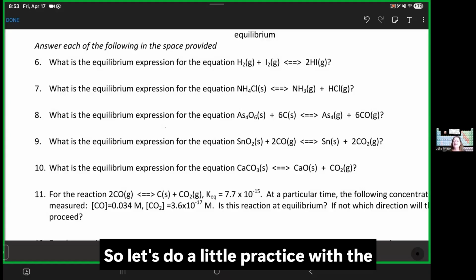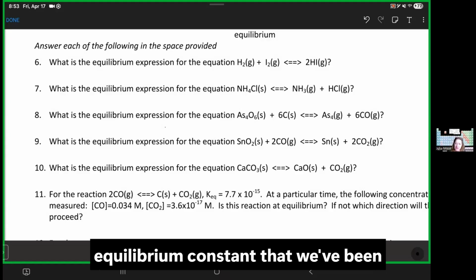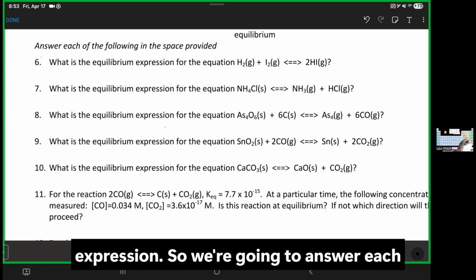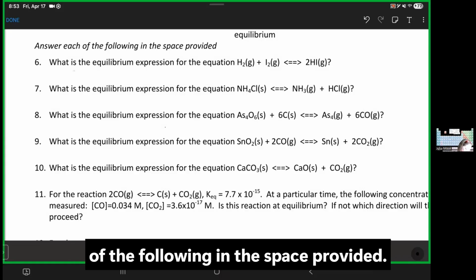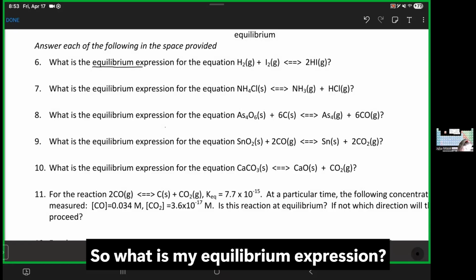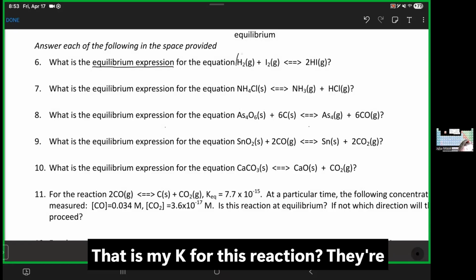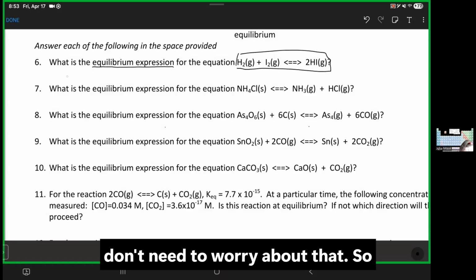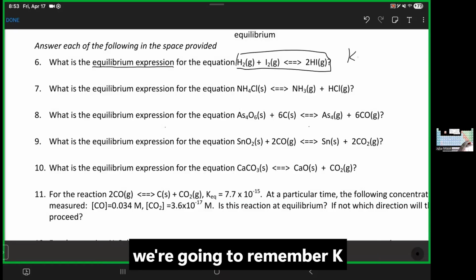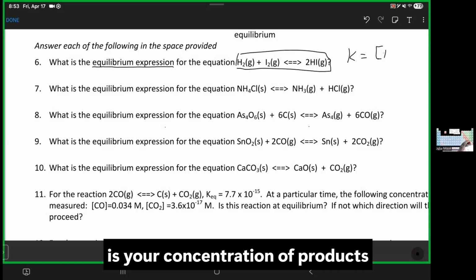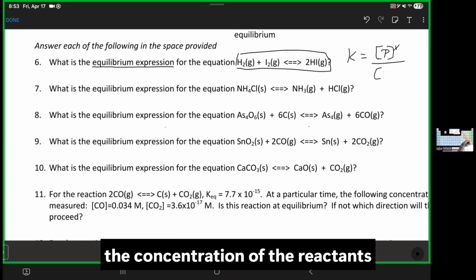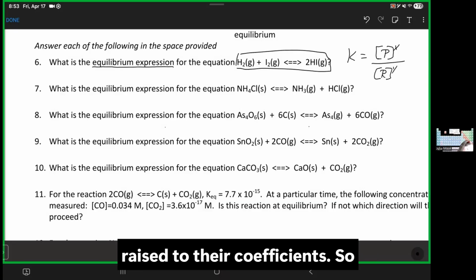So let's do a little practice with the equilibrium constant that we've been talking about. So we're going to answer each of the following in the space provided. What is my equilibrium expression? That is my K for this reaction. They're all gases, no solids or liquids, so we don't need to worry about that. So we're going to remember K is your concentration of products raised to their coefficient over the concentration of the reactants raised to their coefficients.